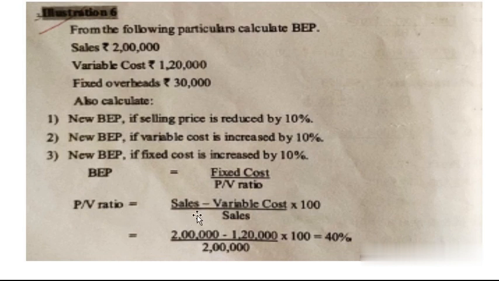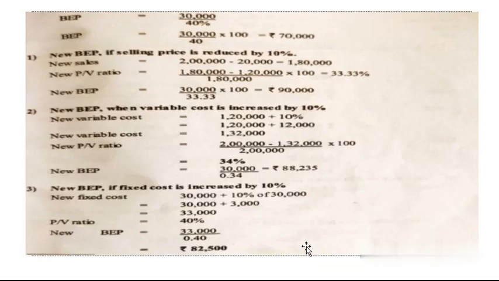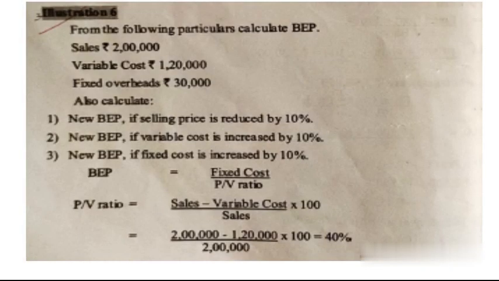PV ratio is equal to sales minus variable cost into 100. So sales is 2 lakh minus variable cost 1,20,000, divided by 2 lakh, into 100, will give you 40%. So next is break-even point. In this problem, first we will calculate the original break-even point.